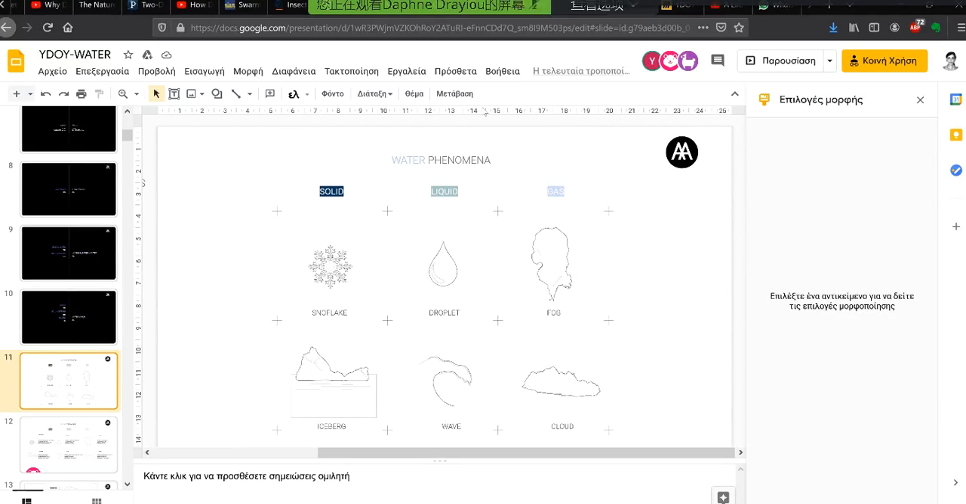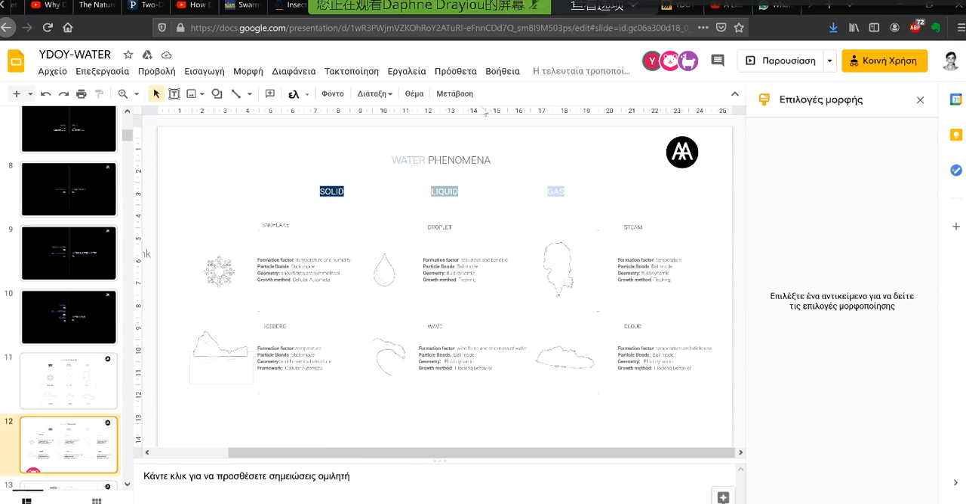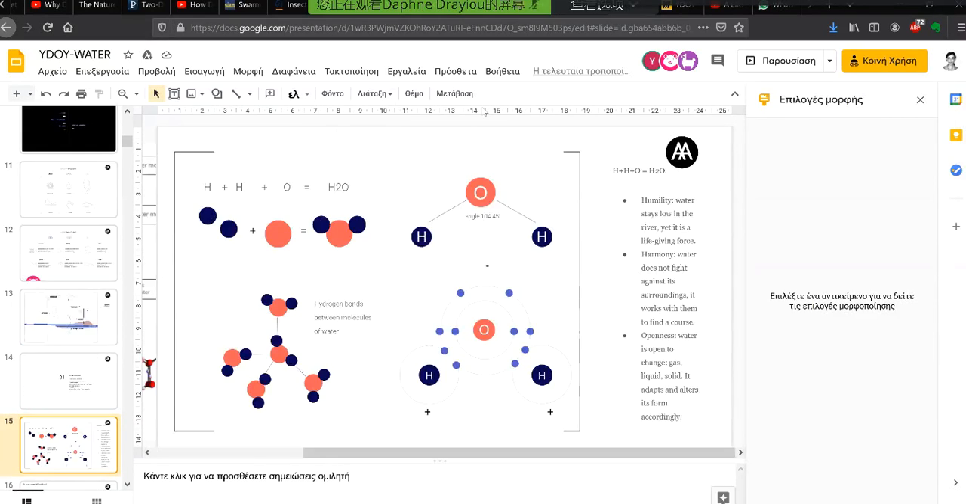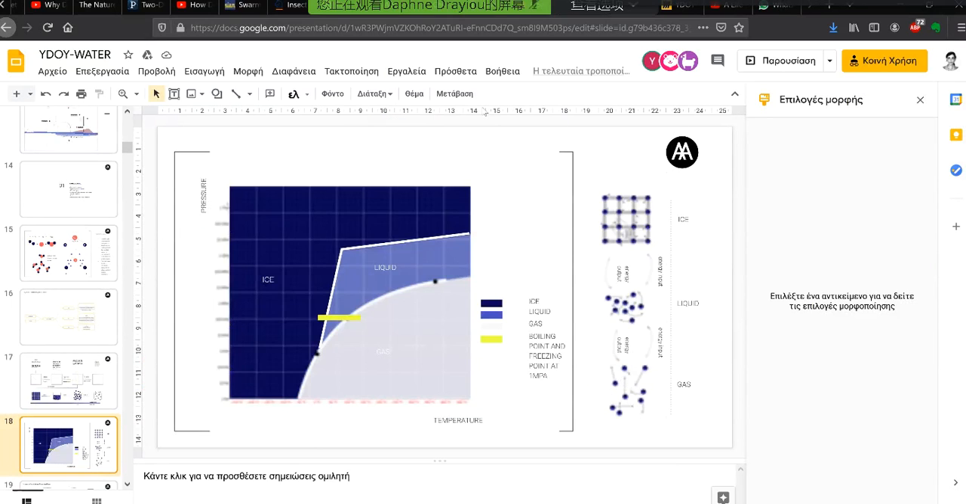We wanted to focus on water as a different phenomenon, as we can see it in a very simple way. So it's water as solid. We could say that the simplest thing is the snowflake or the iceberg. As a liquid, it is a droplet or the wave, and as a gas, it could be the steam or the cloud. So we have the different formation factors for each one, and the different computational framework also. We have seen all these things.